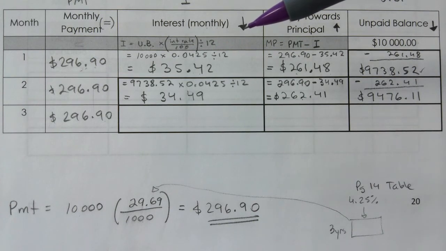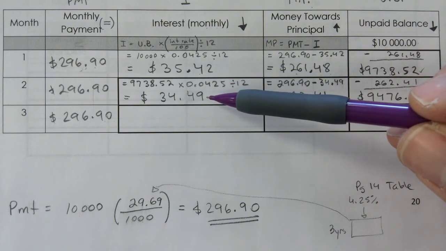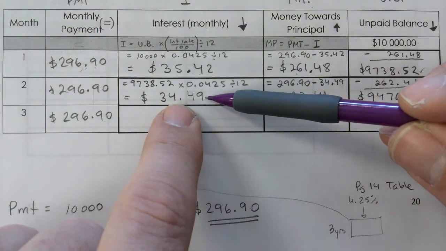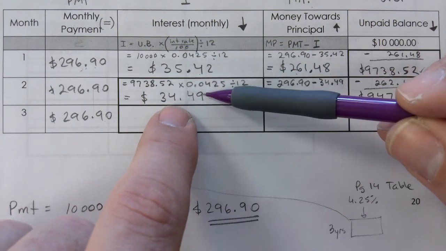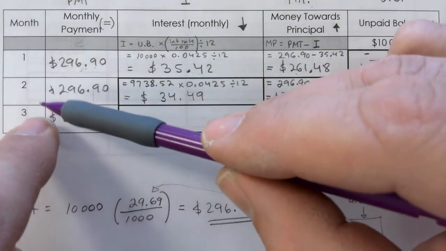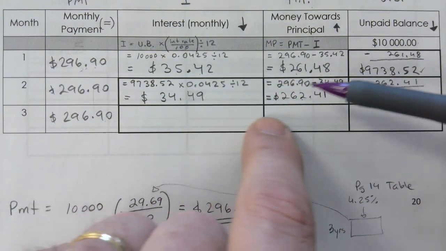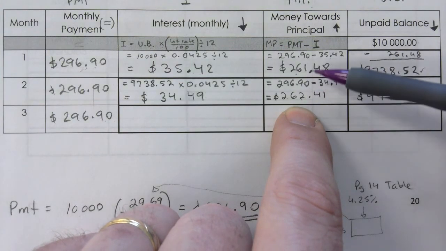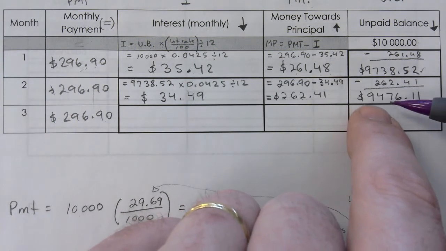Okay, so let's put it this way. We've done 2 months, right? How much interest have you paid now after 2 months? Not 34.49. You have paid 34.49 plus 35.42. These two amounts tell you how much you've paid in interest in the first 2 months. How much principal have you actually paid off of your loan? It's these two numbers here that tell you how much you've actually paid off your loan.